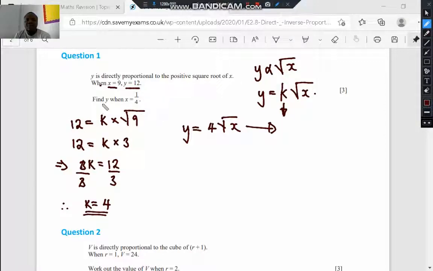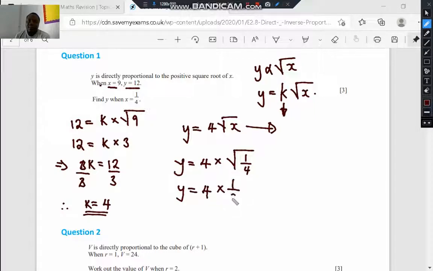Now there is this question which says find y when x is equal to 1 over 4. So we need to replace x with 1 over 4. We are going to say y would be equal to 4 times the square root of 1 over 4. The square root of 1 over 4, I'm not using a calculator here, would be 1 over 2. Then y would be equal to, if these two multiply each other, 2 goes into 4 2 times, 2 times 1 gives us 2. So the value of y when x is a quarter is going to be equal to 2.